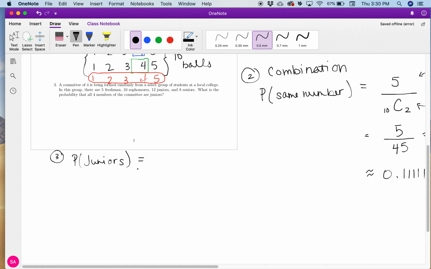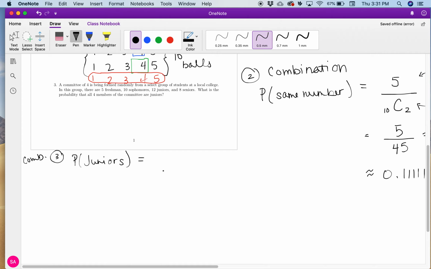So before we dig into that, is this a combination or a permutation? So they're just talking about selecting people for a committee. They're not talking about president or vice president or treasurer. So order does not matter, once again. So this is a combination problem. So we're going to be using combination formulas.